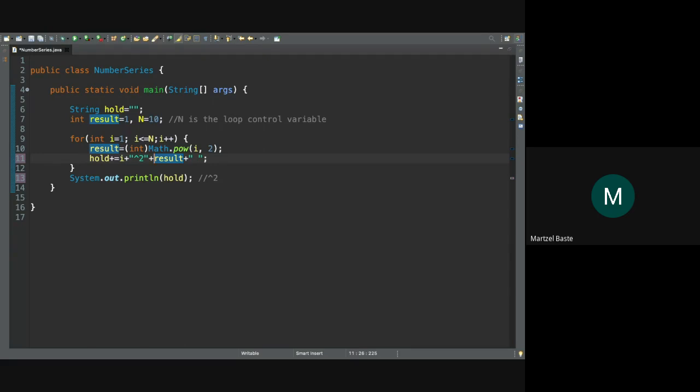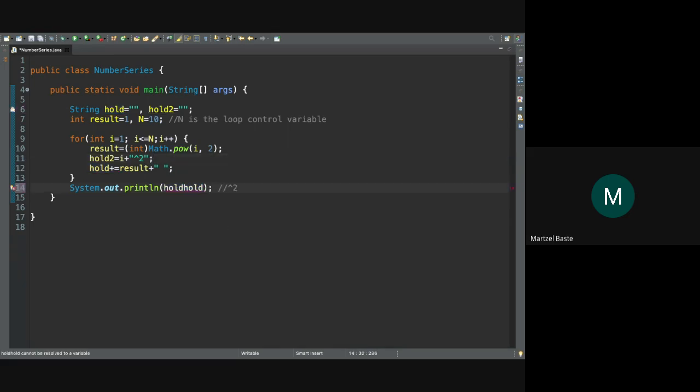Raised to the power of 2. Much better na ano natin siya sa other hold. Siguro like other, let's say, hold 2 na lang. Hold 2 equals to like this. And then we'll have the hold 2 instead. Sorry. Hold 2 equals ano? Tapos, let's have the hold 2 here. Slash n.